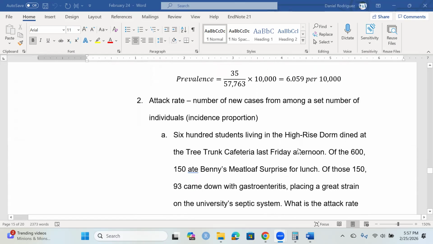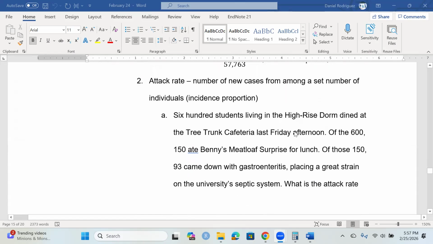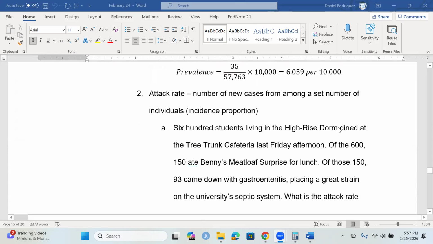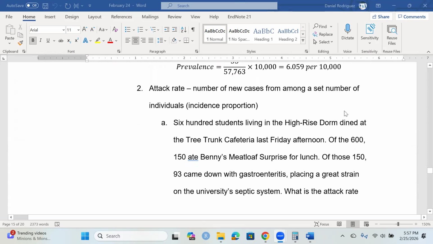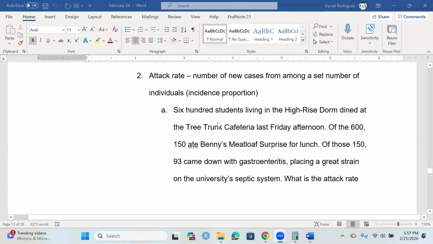Attack rate is used when we have an outbreak of some issue. So we talk about attack rate as being like incidence, but it's localized to a specific time point. Things are happening rapidly. There's some kind of common source outbreak, maybe food poisoning or something like that, right? So it's the number of new cases from among a set number of individuals. So these are whoever were exposed.